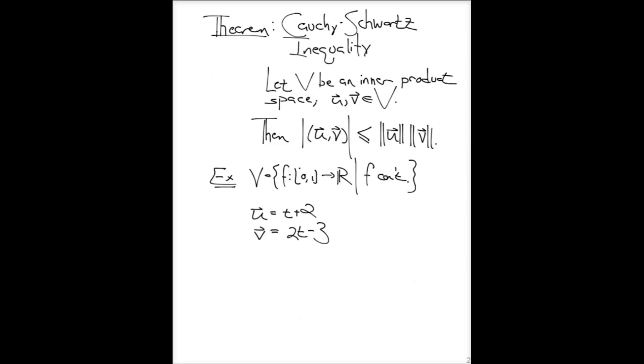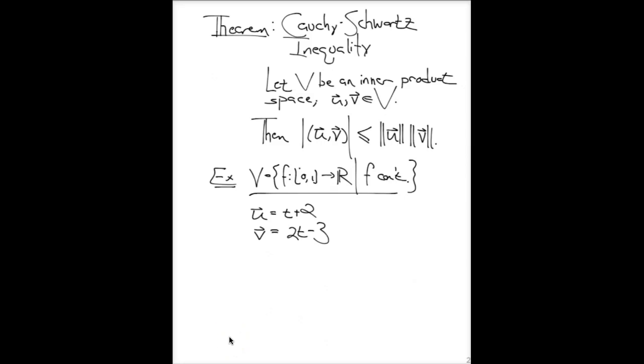For an example, let's take this vector space again of all real-valued continuous functions on the unit interval, and let's take as vectors the polynomials t plus 2 and 2t minus 3. Now, of course, these functions are defined on the entire real line, but we can consider them as elements of V by restricting their domain to the unit interval.